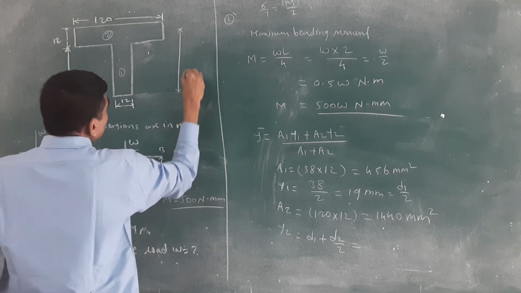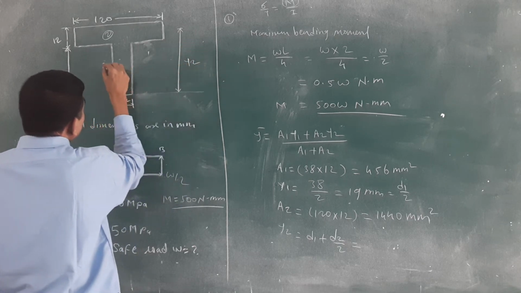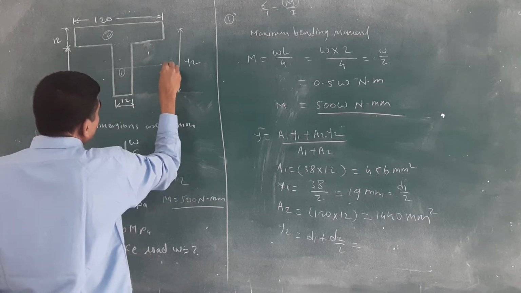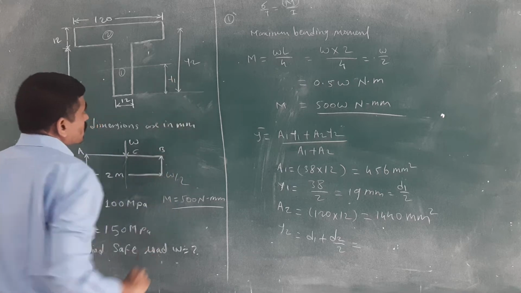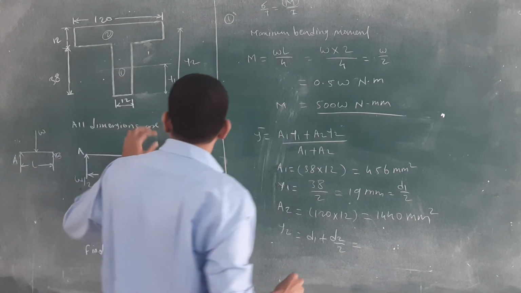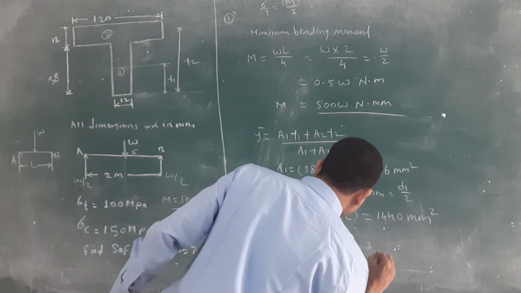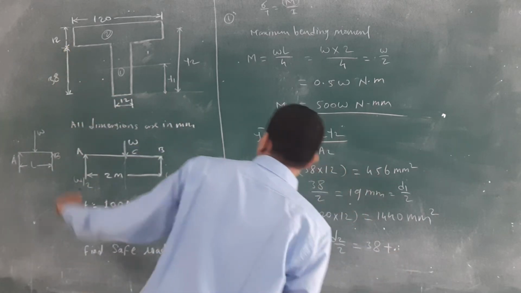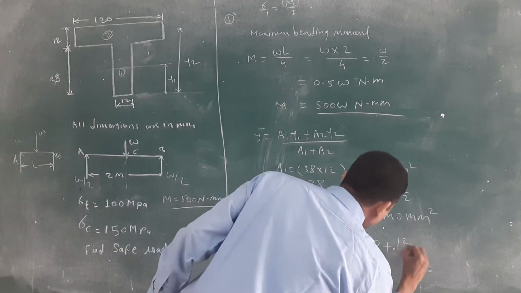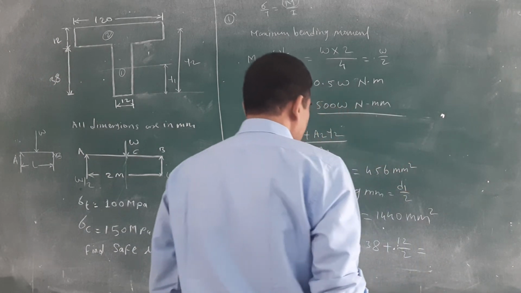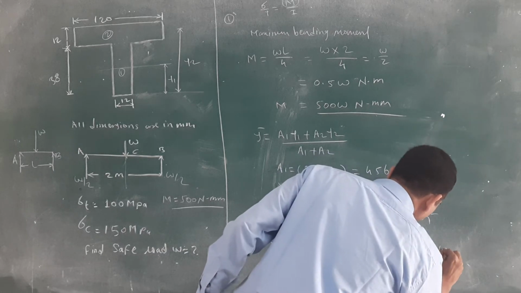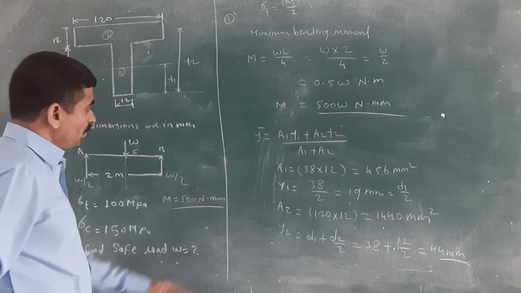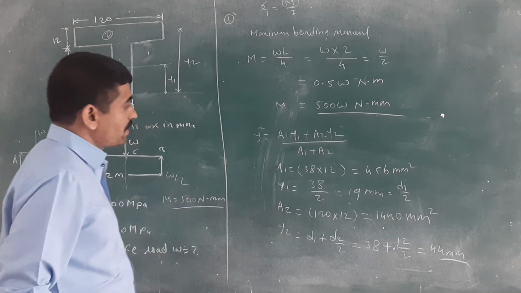This is the y2, the half distance of this, and this is the y1. In the first figure you have to mark y1. y2 is equal to total d1, which is 38, plus this 12 divided by 2, which is 6, means 44 mm. We have calculated the values a1, y1, a2, y2.